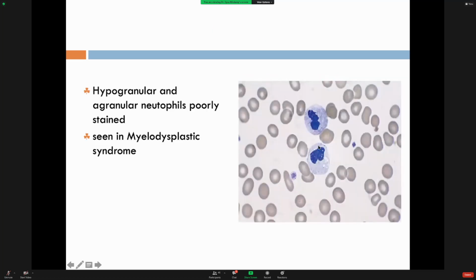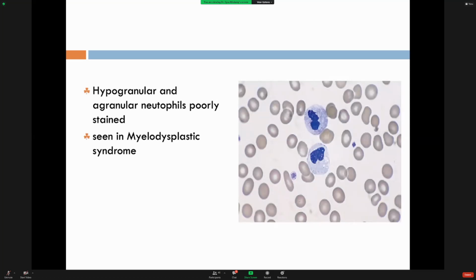This is a neutrophil, but it is hypogranular or agranular. If you notice, the cytoplasm is poorly stained and hyposegmented at the same time. We said neutrophils should have 5 lobes. Here we don't have that, just bands, and hypogranular. If you compare it with normal, there will be a pinkish color in the granulations or in the cytoplasm.